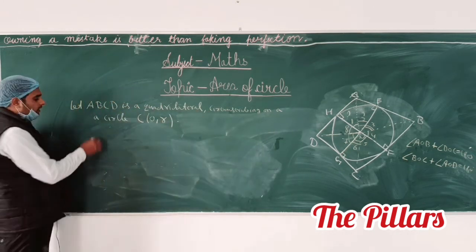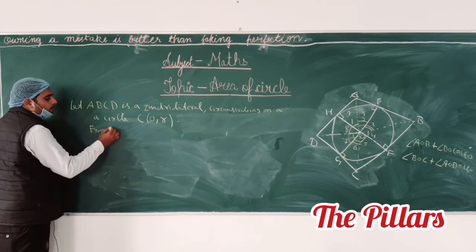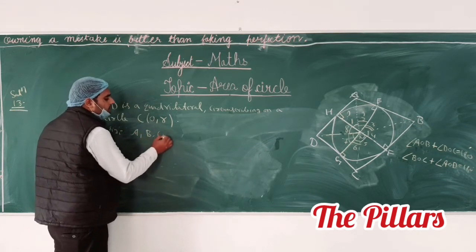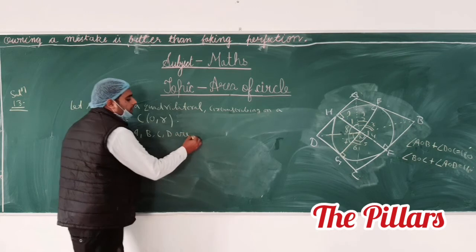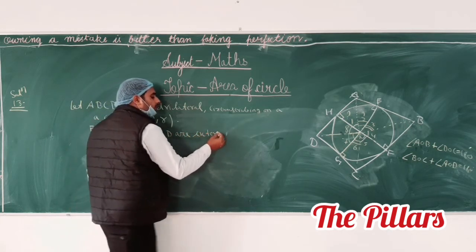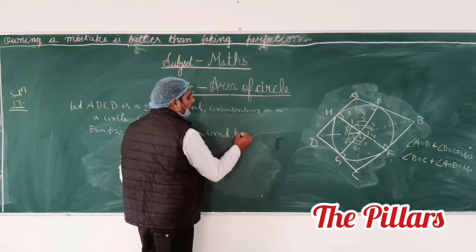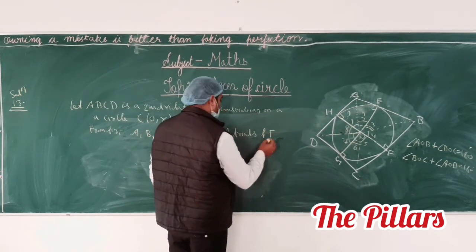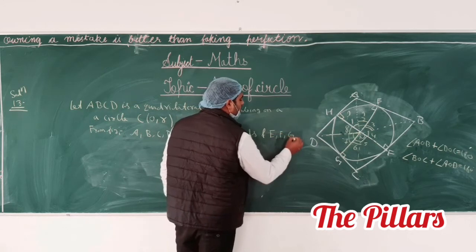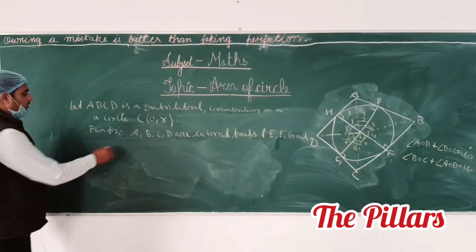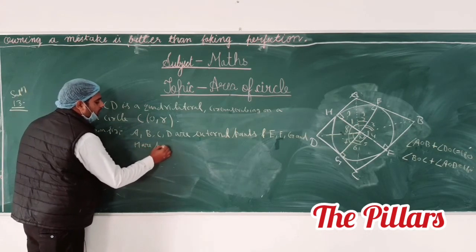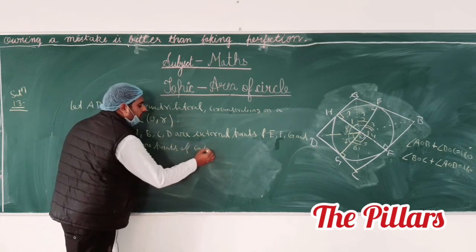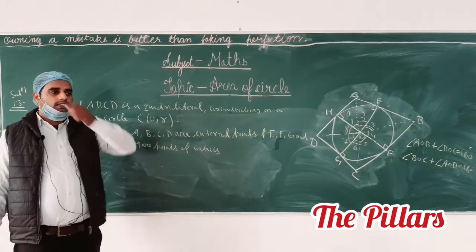You have to mention from the figure: A, B, C, D are external points, and E, F, G, H are points of contact.